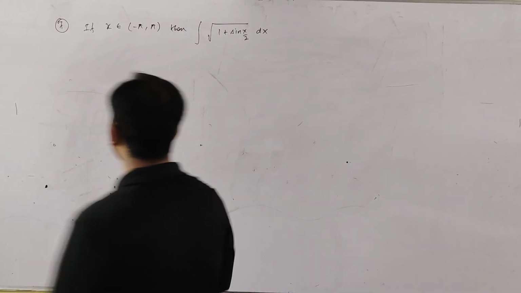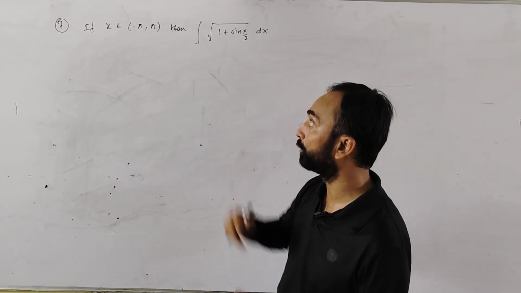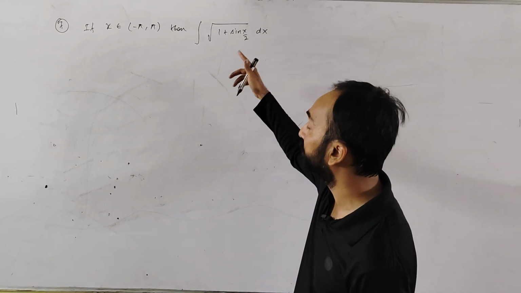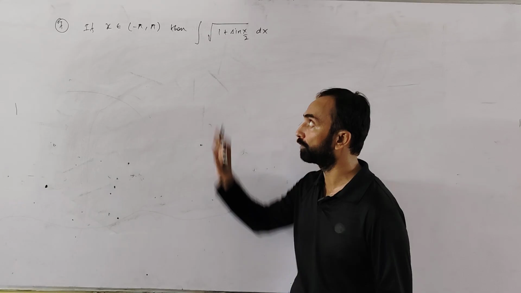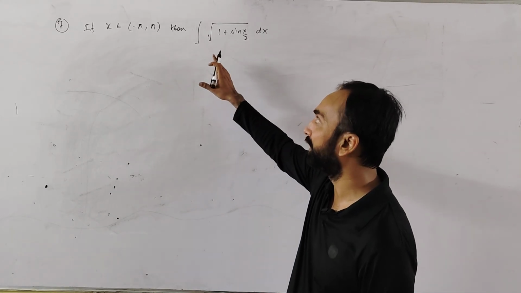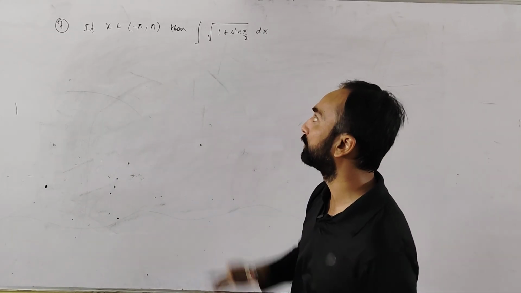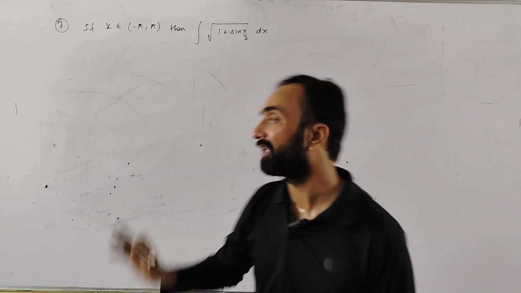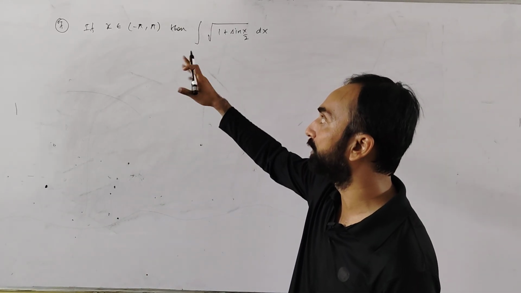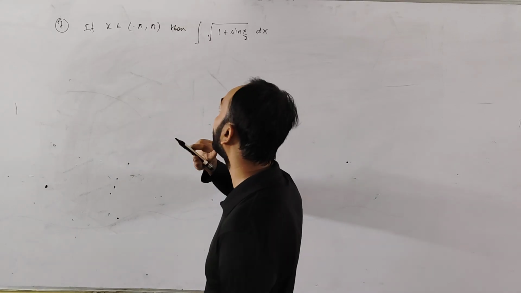Okay, so the next question we have is, if x belongs to minus pi to pi, then we have to find the integral of square root of 1 plus sine x by 2. So basically we have to integrate this part, square root of 1 plus sine x by 2, taking care that x is belonging to minus pi to pi. Okay, so let's see what we can do.